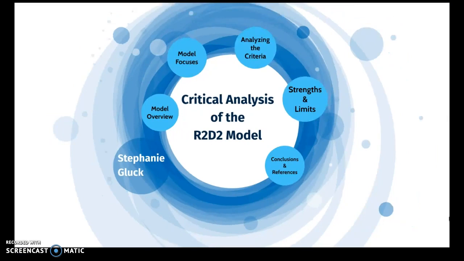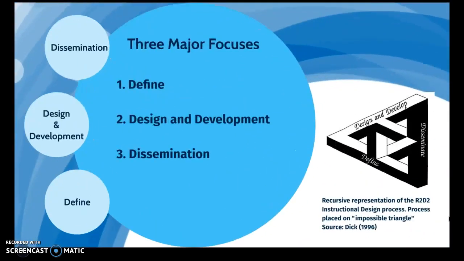So let's talk about the model's focuses. Willis divides his model into three major focuses. These could be called steps, but we'll just call them focuses. The first is to define. The second is design and development. And the third is dissemination.